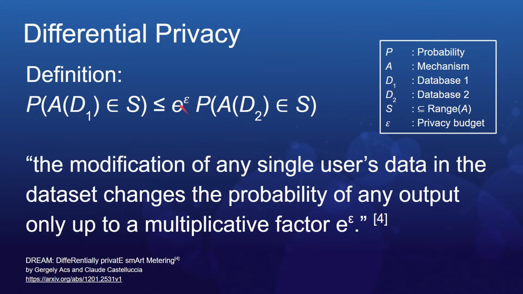And the important value to note here is epsilon. Epsilon is the privacy parameter, or privacy budget, for differential privacy. It defines how private the system is. An epsilon value of 0 will mean complete privacy, while higher values guarantee less privacy. According to the authors of DREAM, Differentially Private Smart Metering, the modification of any single user's data in the dataset changes the probability of any output only up to a multiplicative factor of e to the epsilon.